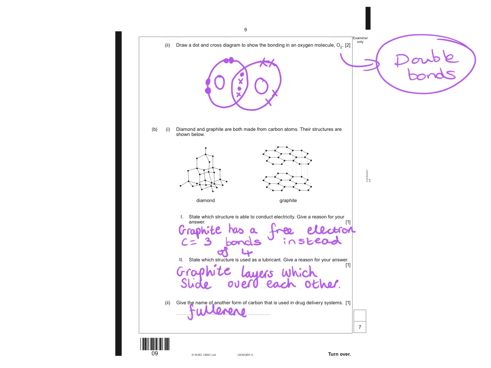State the structure that is able to conduct electricity. Give a reason for your answer. Graphite has a free electron. Carbon has 3 bonds instead of 4, so it's got a free electron able to conduct electricity. Suggest which is used as a lubricant. Again, it's graphite because it's got layers that slide over each other. Give the name of another form of carbon that's used in drug delivery systems. Fullerene. You could also say buckyball or carbon nanotubes.